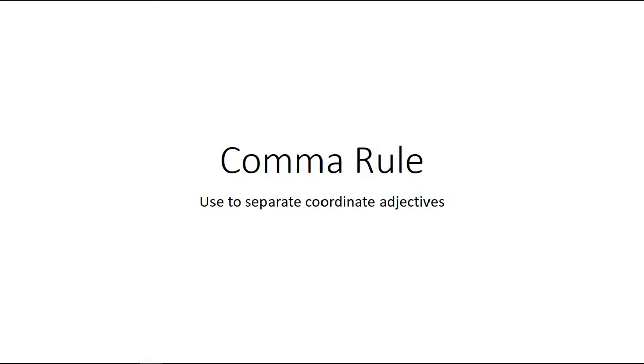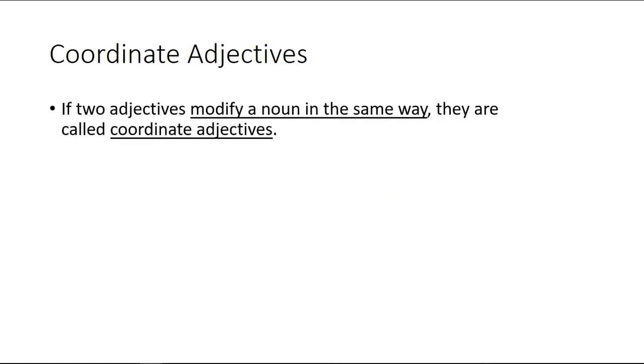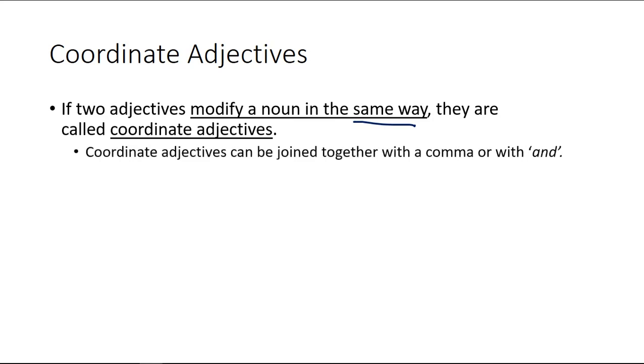In this video, we're going to be reviewing how to use commas to separate coordinate adjectives. What is a coordinate adjective? Well, that's when we have two or more adjectives that modify the noun in the same way. Those are going to be coordinate adjectives, and we separate them with a comma or with the word and. Here, let me show you an example.